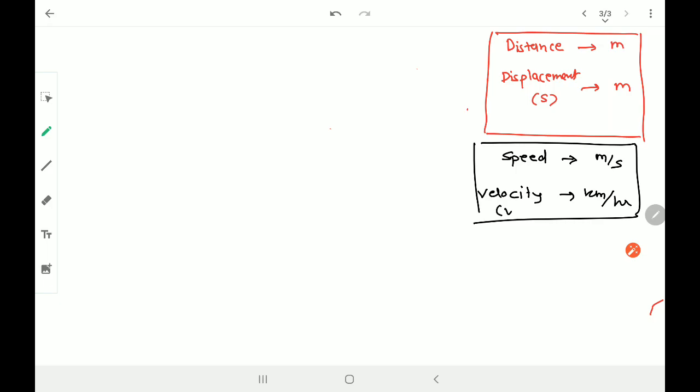Of course, velocity, the symbol is v. Speed is a scalar quantity, velocity is a vector quantity, right? So in short, we understood the concept. Now the next one.